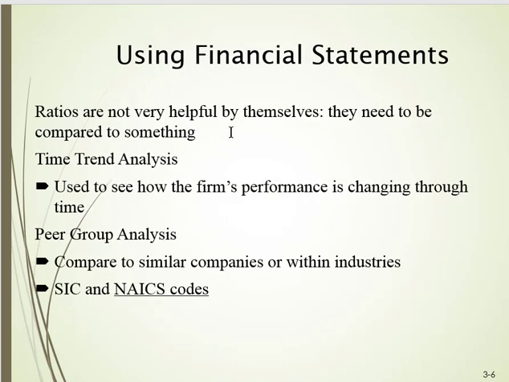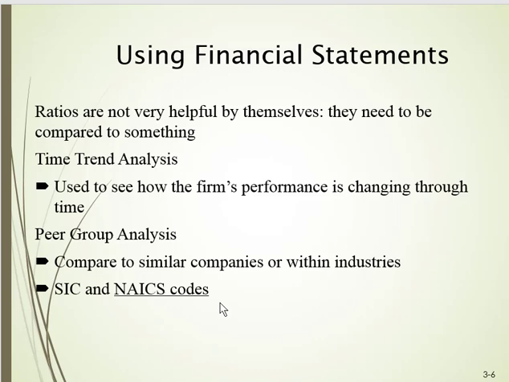Again, ratios are not very helpful by themselves. We need to compare them to something. So we can do trend analysis, looking at how we've done over time. And we can also do peer group analysis, comparing to similar companies or similar industries. We can also look at their SIC or NAICS code, which will tell us what industry they're in. And we'll talk about this again a little bit when you think about the project.